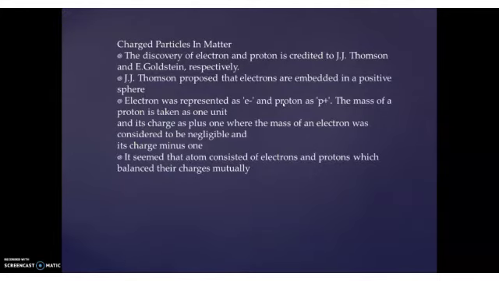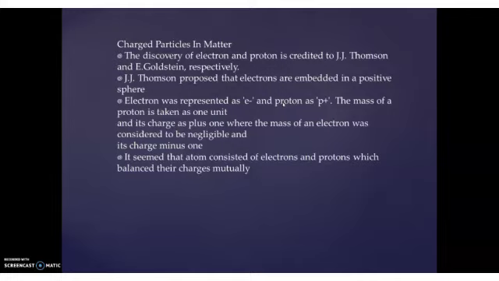So, these are the charged particles in matter. In the experiment we have seen, there is a creation of some charge. So, there is the existence of charged particles. These charged particles are called neutron, electron and proton. The discovery of electron and proton is credited to J.J. Thomson and E. Goldstein. Electrons were discovered by J.J. Thomson. Protons were discovered by E. Goldstein by their experiment.